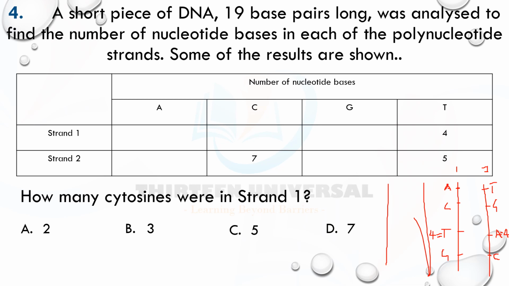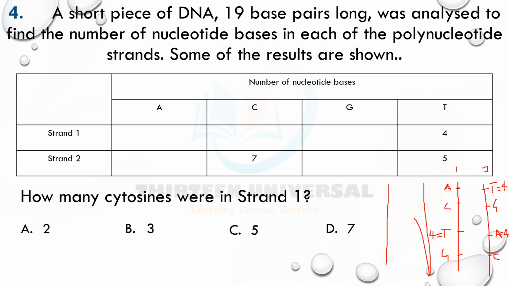So quickly, strand 2 has 7 cytosine and 5 thymine. Now let's go to strand 2. Strand 2 has how many thymine? Strand 2 has 4 thymine.